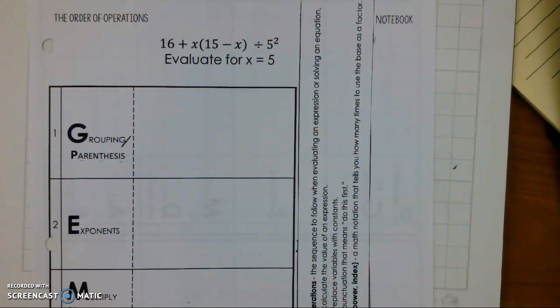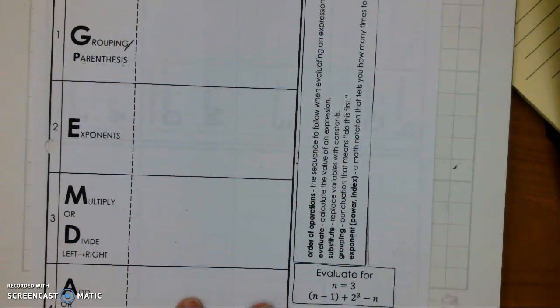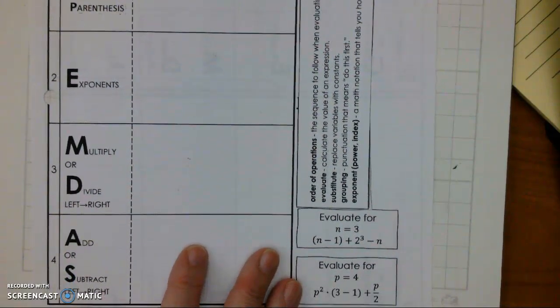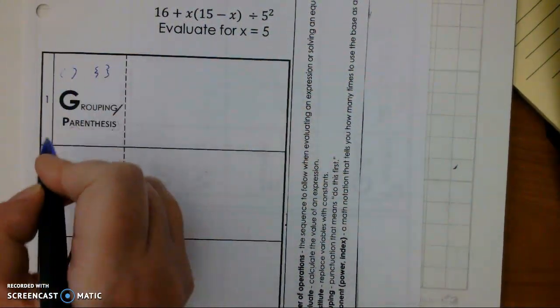This is an instructional video on the order of operations. Most of you know it as PEMDAS: parentheses, exponents, multiply or divide, add or subtract. Another term that some people use is grouping instead of parentheses, because it covers the parentheses and the brackets, so some people remember it better that way. So I just want you to keep that in mind.